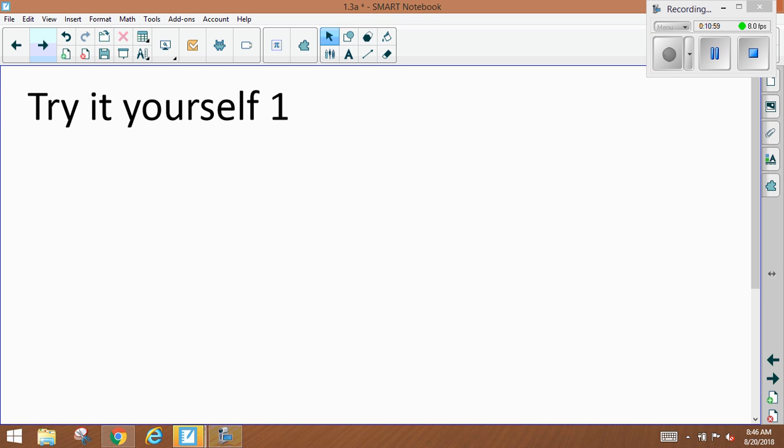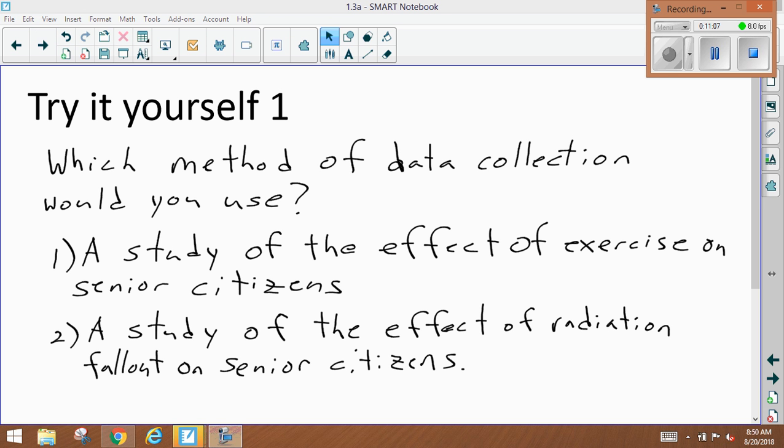I'm going to have to look at what the try it yourself one is, for some reason this slide got erased. So think about which method of data collection you would use for each.